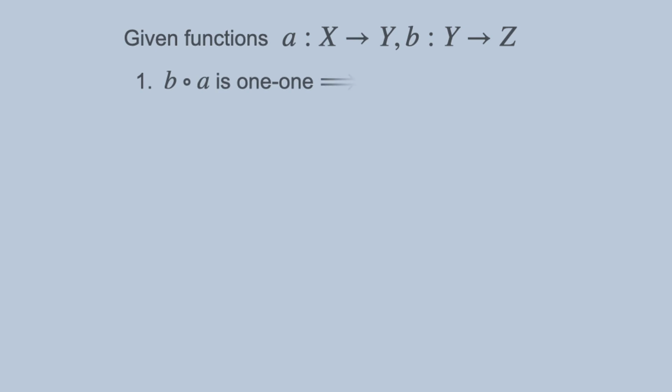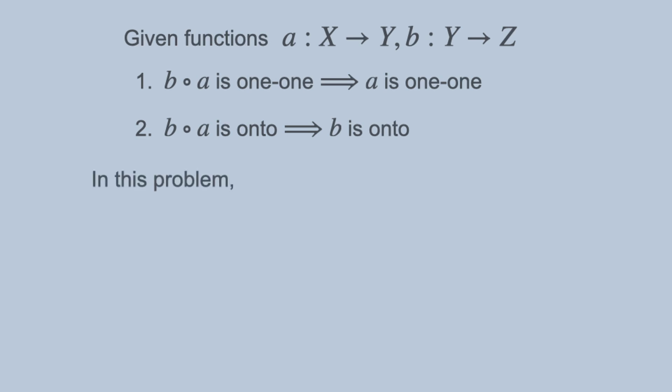Let's discuss that now. If I give you two functions a and b, if I know some properties of b compose a, what can I say about b and a? If b compose a is 1-1, we can conclude actually a is 1-1. On the other hand, if b compose a is onto, we can conclude b is onto.